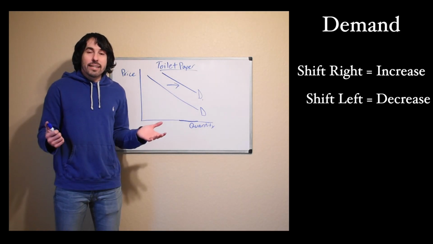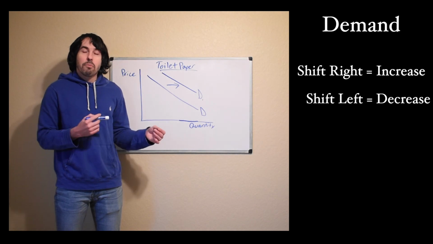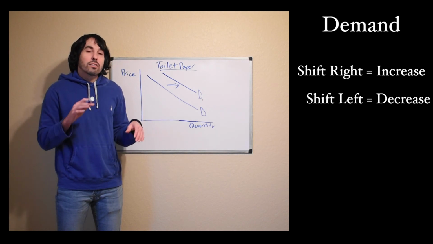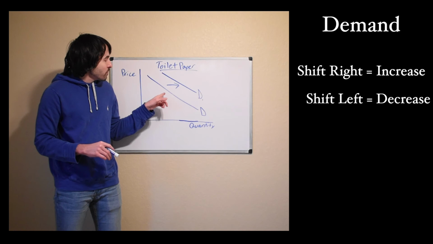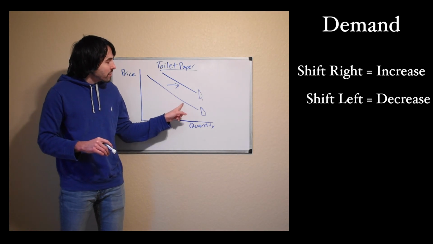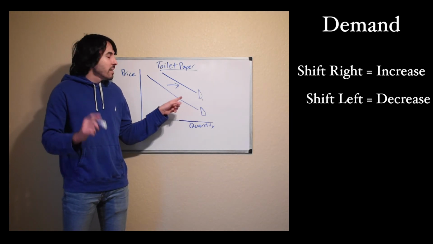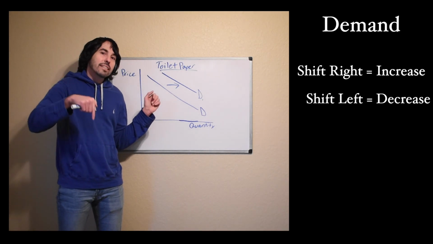So these have been your demand notes. We talked about quantity demanded and how price and quantity demanded are inversely related. That's why we have a downward sloping curve. As price goes down, quantity demanded increases, and as price increases, quantity demanded decreases.